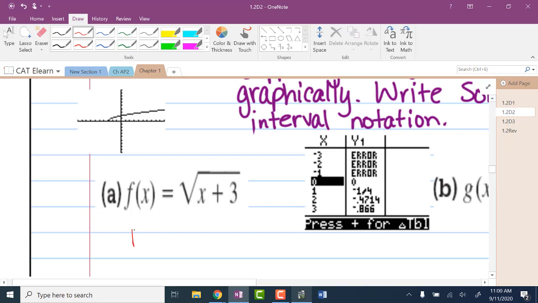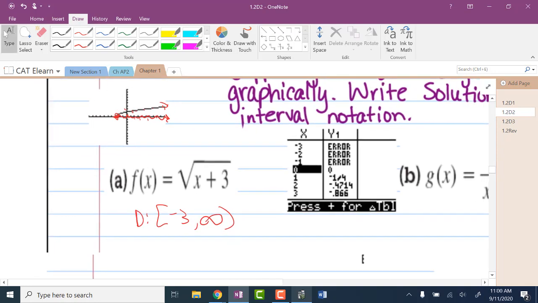So, here's the domain. We did that already. Negative 3 to infinity. But this is how you analyze that on a graph. Here's x, and here are the x's. And it looks like the graph exists for all of these x's. And it looks like it goes forever. So I can surmise from the graph that's what the domain is.